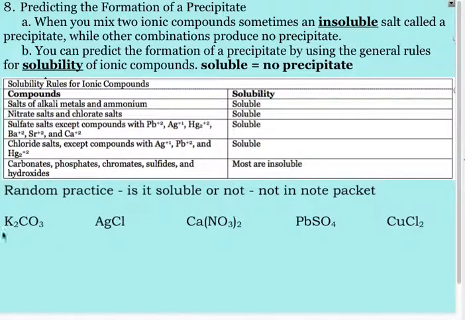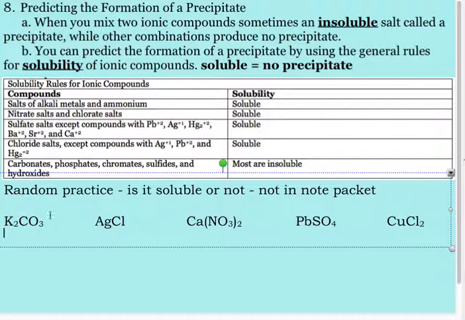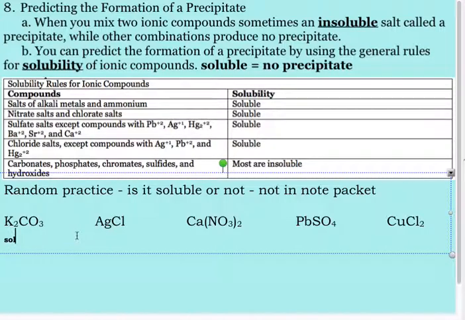This is not in your note packet, but just so you have some practice with it, we're going to go through and say, are these soluble or not, basically reading the chart. The first one is potassium carbonate. This is a carbonate, and if you read the chart, most carbonates are insoluble. However, carbonates with potassium, and potassium is an alkali metal, and alkali metals are always soluble. So this one would be soluble.